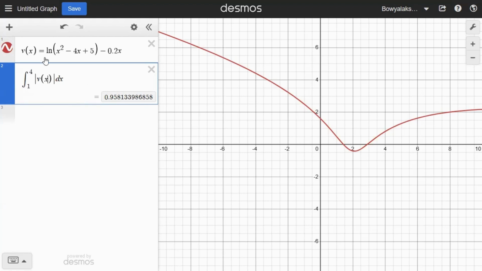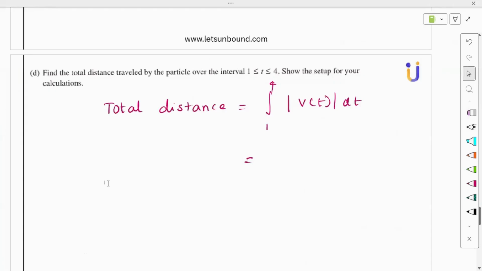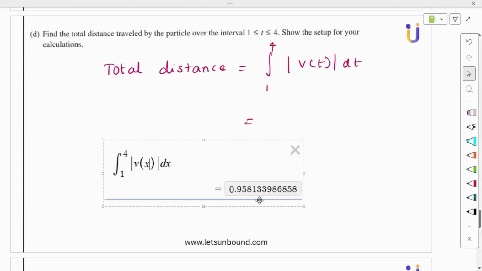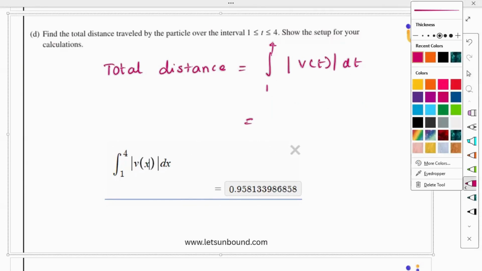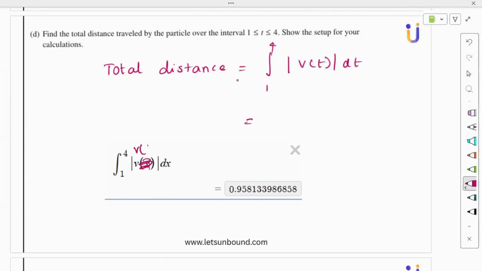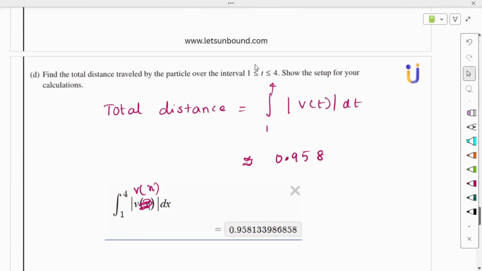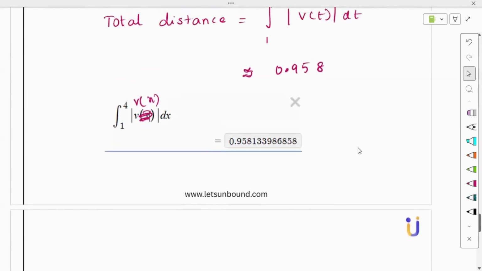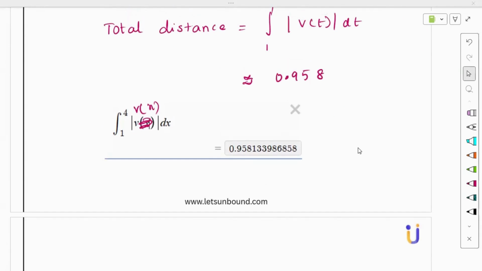That's it. With this, we come to the end. So let's complete the problem. From the graph, we got this. This is a cursor, so it's actually v of x here. Okay. So this is 0.95813 and so on. So when you approximate it, 0.958 to 3 decimal places. This is the total distance traveled by the particle. Show the setup for your calculation. Yeah, you can show the setup. So the total distance formula, this modulus is important. Right? So that's simple. And with this, we come to the end.